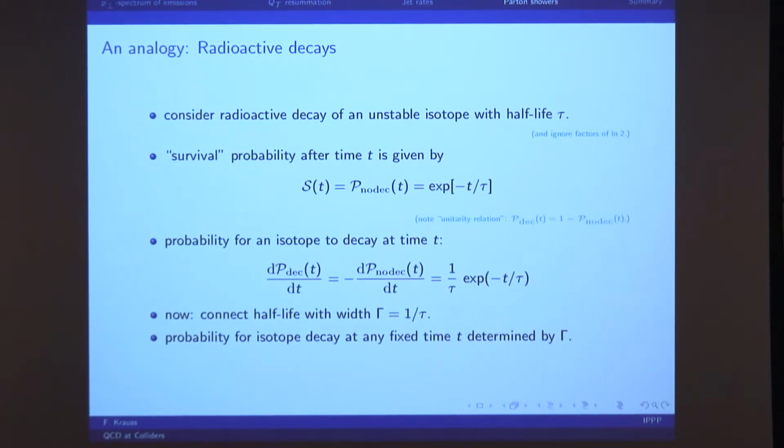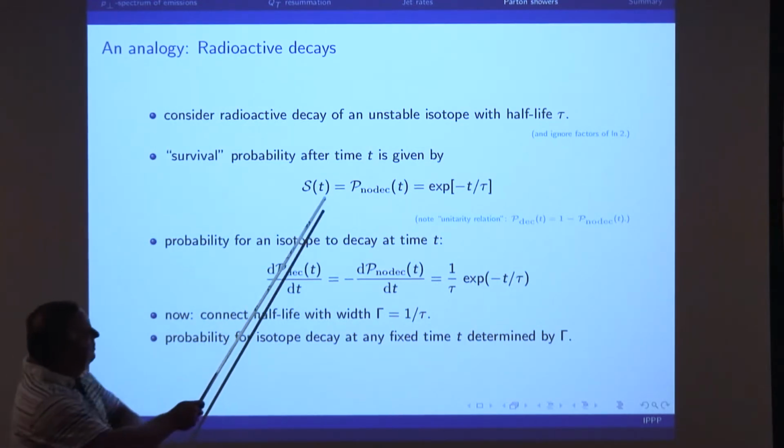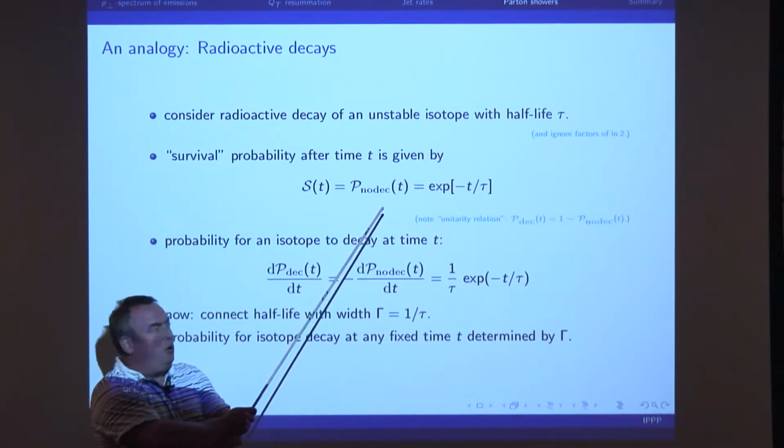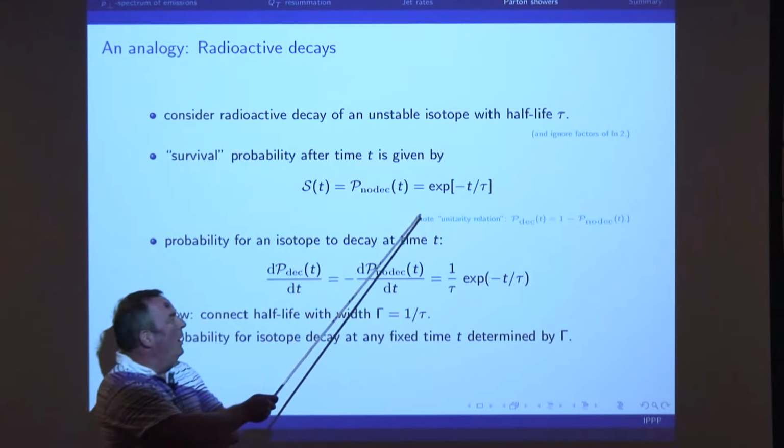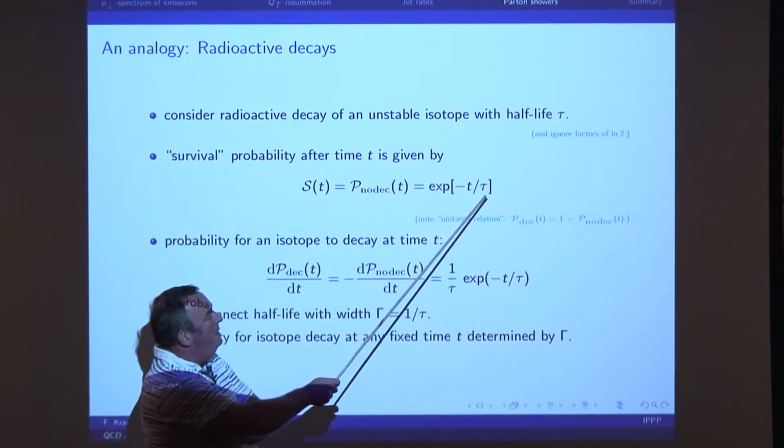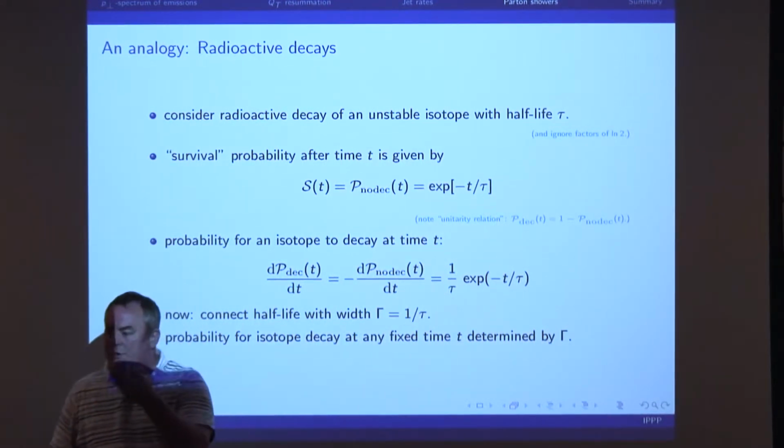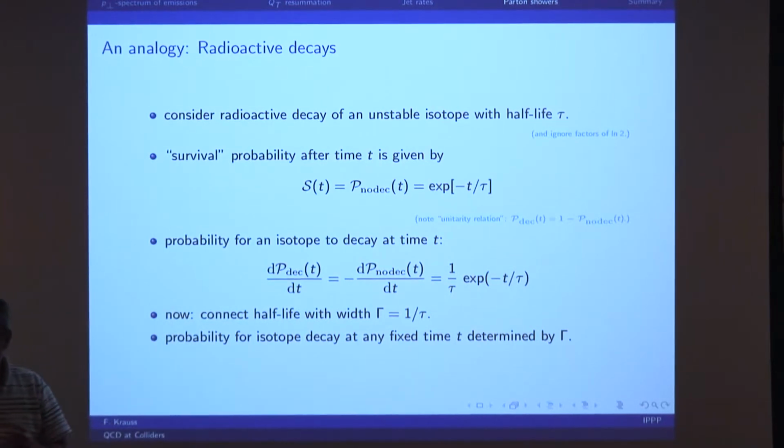I'm fairly certain you've seen in high school physics the radioactive decay law. You have a radioactive isotope or a bunch of radioactive isotopes, and you ask yourself, how many isotopes are left after a certain time? So what you do is you define a non-decay probability, and it's exponential of minus t over tau, and I forget about factors of log 2 or so because I can't be bothered really. But that is pretty much what it looks like.